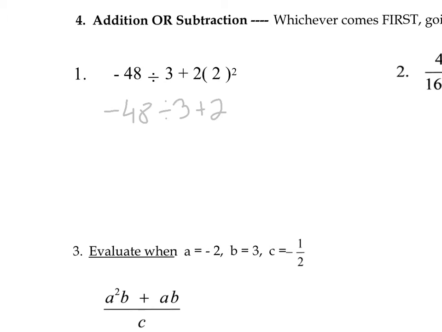Again, your first step is exponents. 2 to the second is equal to 4. Now I have division, addition, and multiplication. So I do division and multiplication at the same time. Negative 48 divided by 3 is negative 16, plus 2 times 4, which is equal to 8. And negative 16 plus 8, the final answer is negative 8.